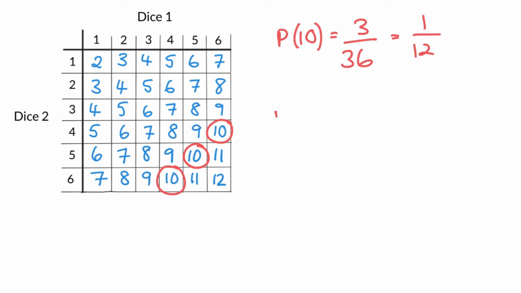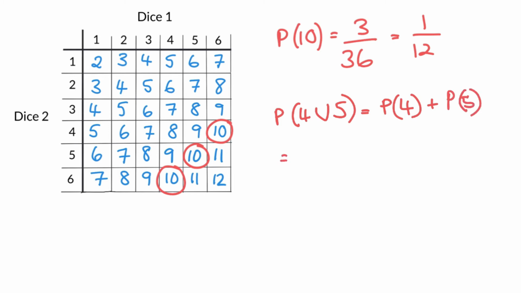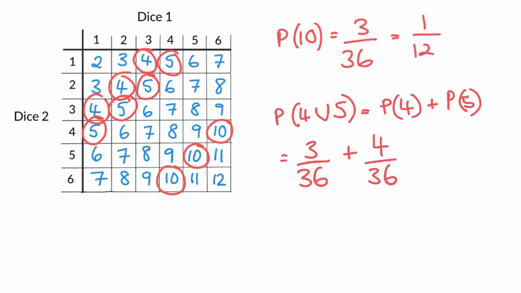This time, let's have a look at the probability of getting a score of 4 or getting a score of 5. So we need to add together the probability of scoring a 4 with the probability of getting a score of a 5. So the probability of getting a score of 4 is 1, 2, 3 out of the 36 possible options. Getting a score of 5 is possible in 1, 2, 3, 4 instances. So we've got 4 over 36. So we can add those together to get 7 over 36. So the probability of scoring a 4 or a 5 is 7 out of 36.